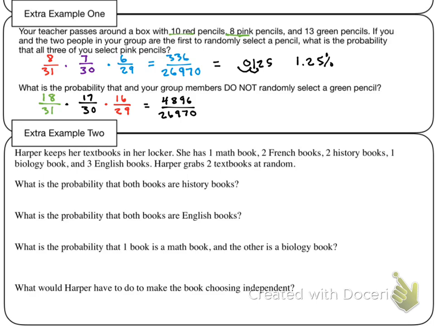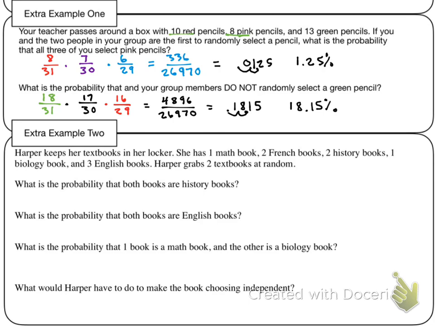4,896 divided by 26,970. That is a 0.1815. Or if you're looking at percentages, 18.15% chance that all 3 of us don't select a green pencil.